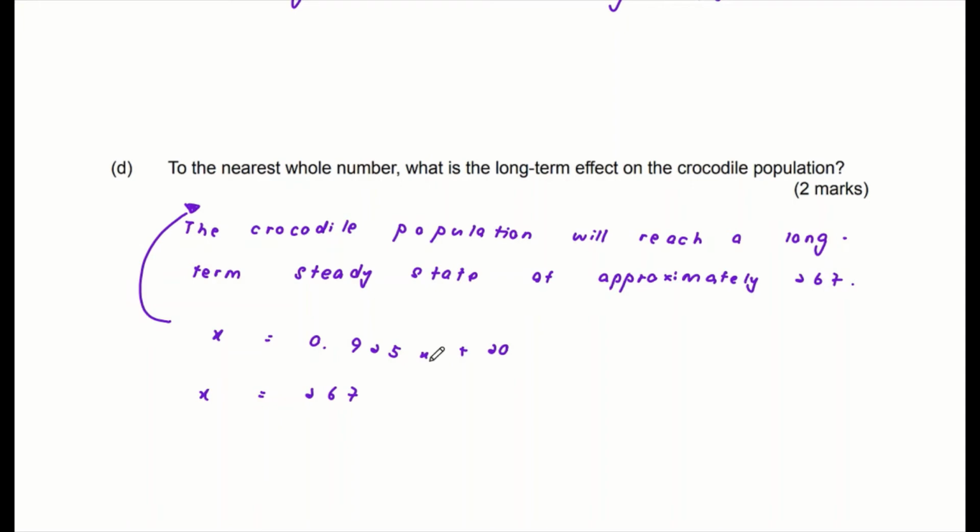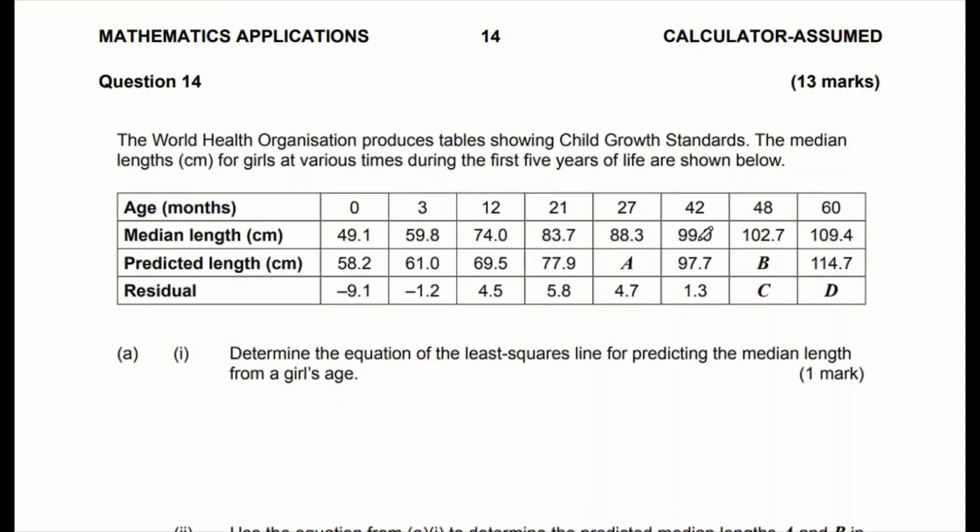Now let's look at the next one. Question 14. This is a table giving the age versus the median height of girls at various times. For girls at 0 months, the median height is 49.1. At 3 months, it is 49.8, and so on. This is a predicted height, which means that after you find the regression equation and substitute, this is the value you get. Then the residual is the actual value minus the predicted value.